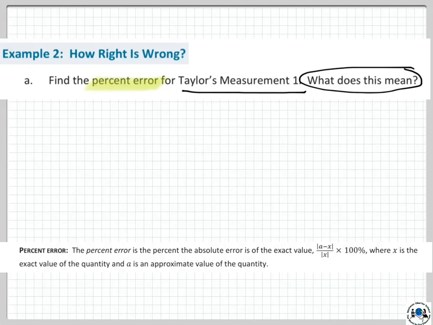Now, percent error, as you see down here at the bottom, is defined as the percent the absolute error is of the exact value. I know, lots of words and really confusing just to read that without any explanation. But it's simply taking that absolute error and creating a percent error. So we're trying to find out, in percentage terms, how close we were to the exact value. How close or how far away.